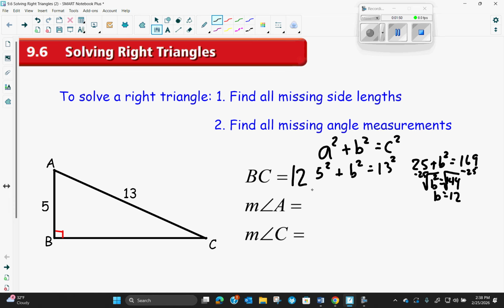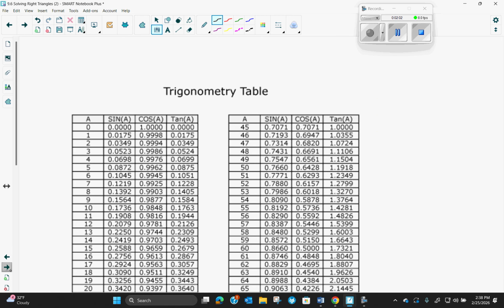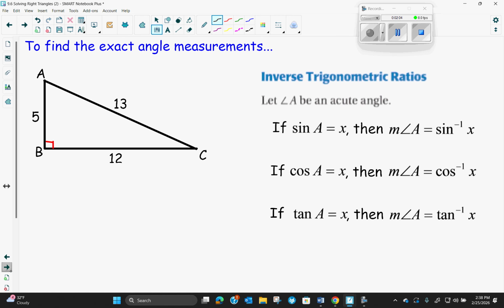All right. How do I find a missing angle? That's going to be kind of the lesson today. So I will go to that and show you, there's your trig tables. We're not going to use those. So this is what inverse trig functions do. If I have the side ratios, I can use the side ratio and the inverse trig function to get the angle.